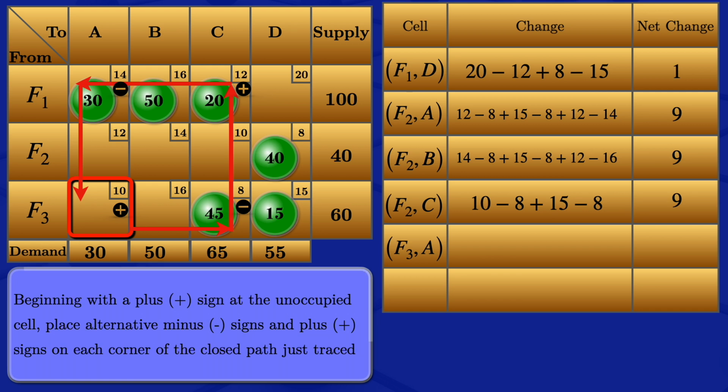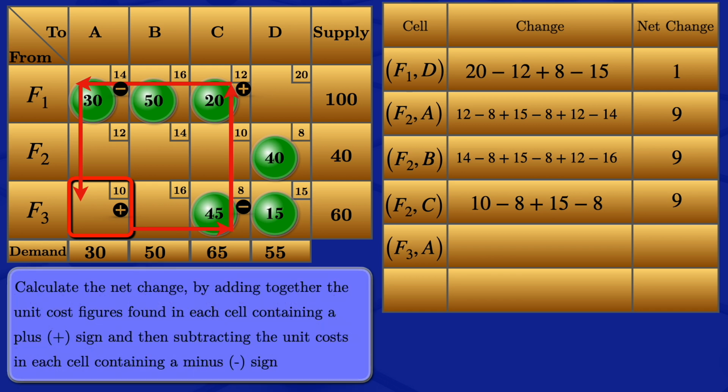Moving on to calculate the net change. In this case, it will be 10 minus 8 plus 12 minus 14. This will give us a net change of 0.